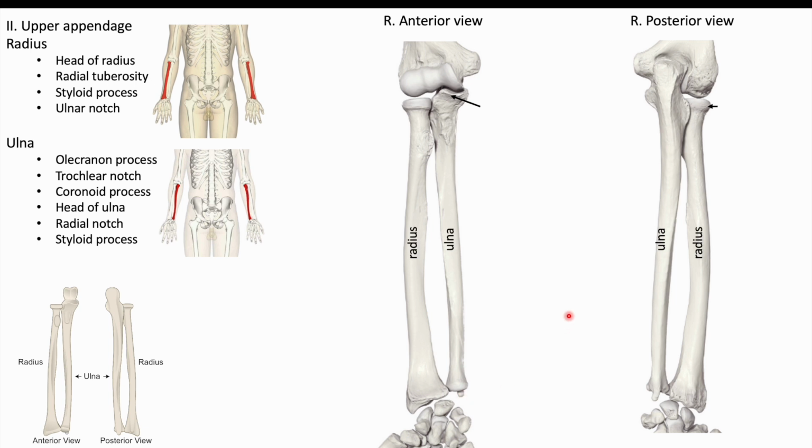Okay? And again, that is the radius and the ulna of the right side of our body. Make sure that you can take this information and apply it to the left radius and ulna as well.